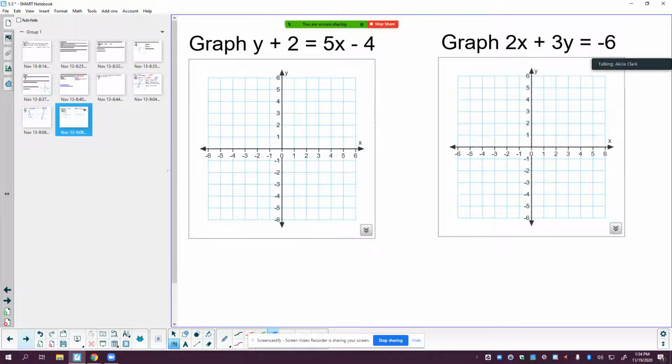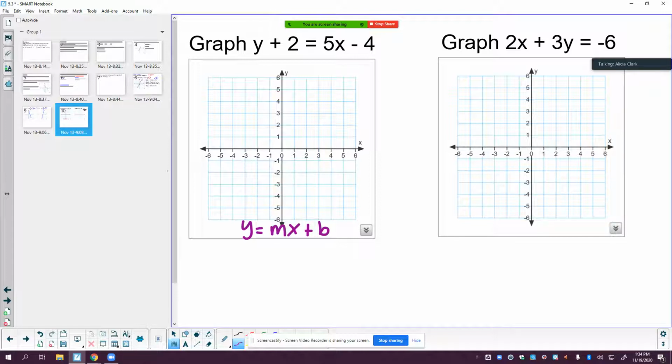Okay, now we're going to talk about what happens if our equation is not in the right format. We always want it to look like y equals mx plus b. So you want to say y equals and then have everything else on the right side of the equation. Right now we have y plus 2 equals 5x minus 4.